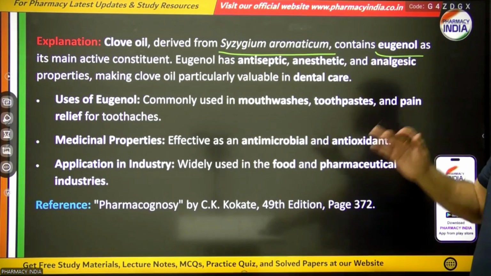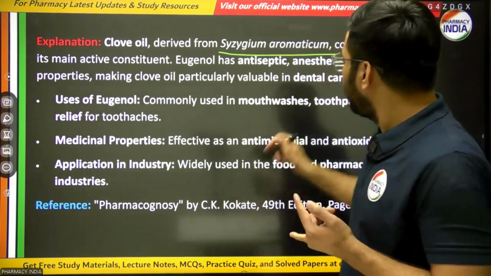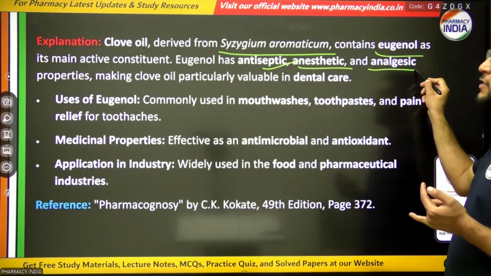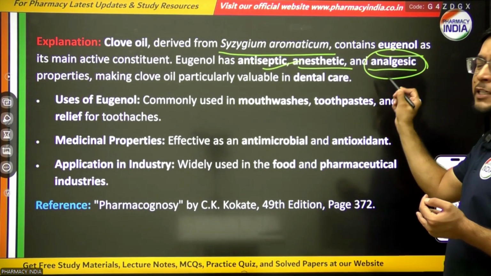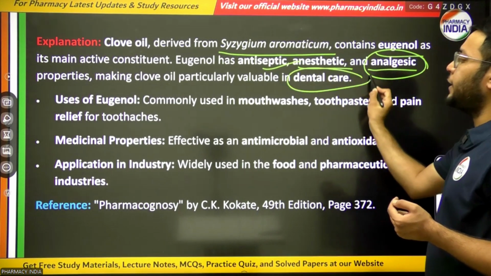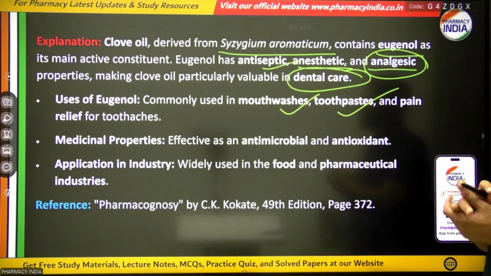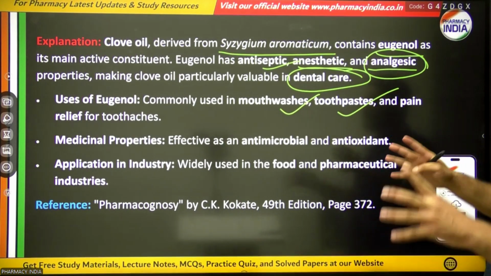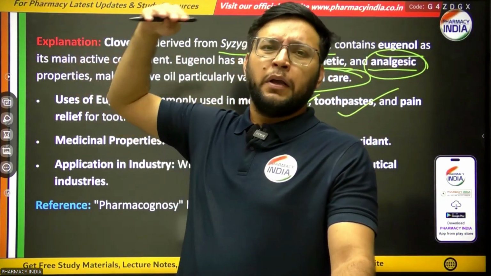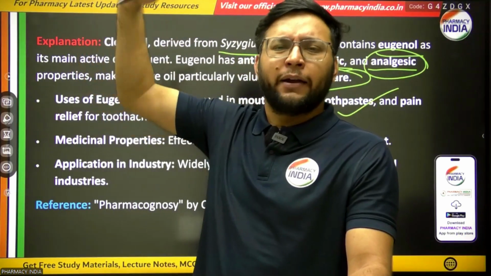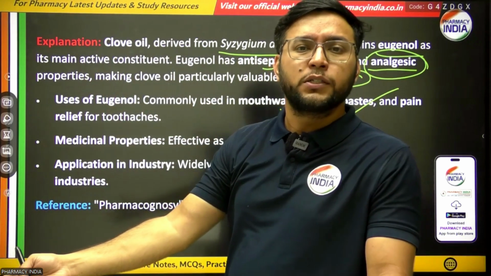And what are the major uses of eugenol? Eugenol is used as antiseptic, anesthetic, analgesic. That's why, due to the analgesic property or anesthetic property, it is used in dental care, mainly in mouthwashes, toothpaste, and pain relief. Okay, so it is having many properties, and in tradition, 50 years back, 100 years back, it is used as a medicine. Still also it is used in Ayurveda formulations.